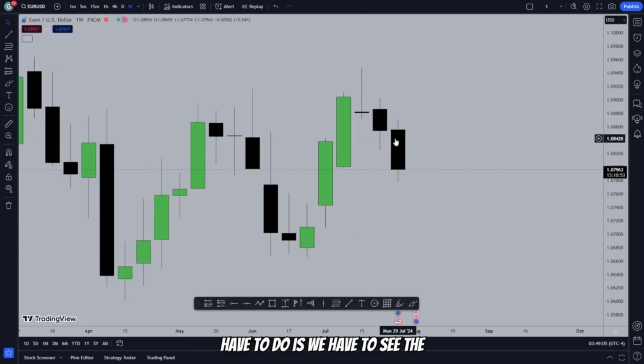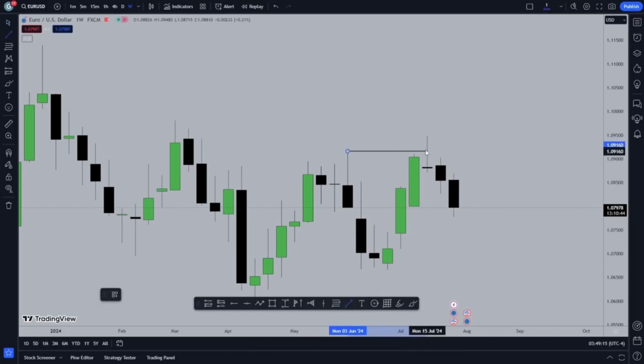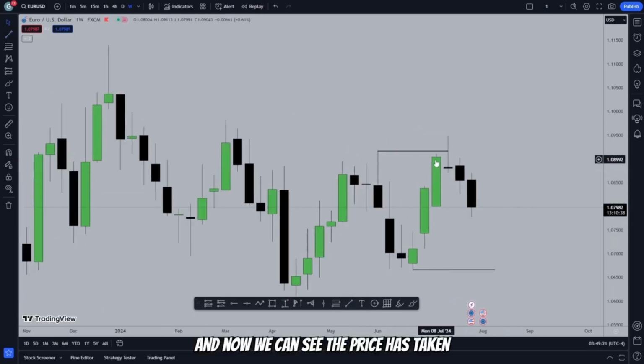So what we have to do is we have to see the liquidity pools. Okay, so where are the liquidity pools? Liquidity pools are the extreme zones like this and like this over here. Okay, and now we can see the price has taken this weekly high over here, and now we saw a rejection from here. Okay, and then we got a confirmation of this type of candle, right?